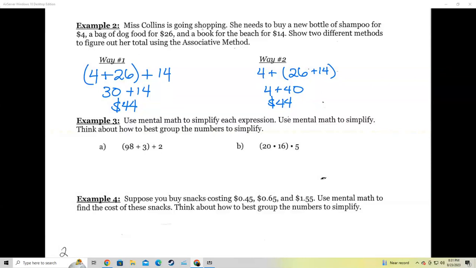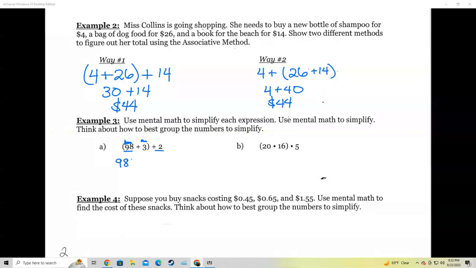Example 3, it says use mental math to simplify each expression. I got written down twice, so we're going to skip that. Think about how to best group the numbers to simplify. So when I look at these numbers, you see how it says 98 plus 3? That's 101. That's not a nice number, so let me not do that. But if I go 98 plus 2, that's 100, and that's much nicer. So let me go ahead and do that.